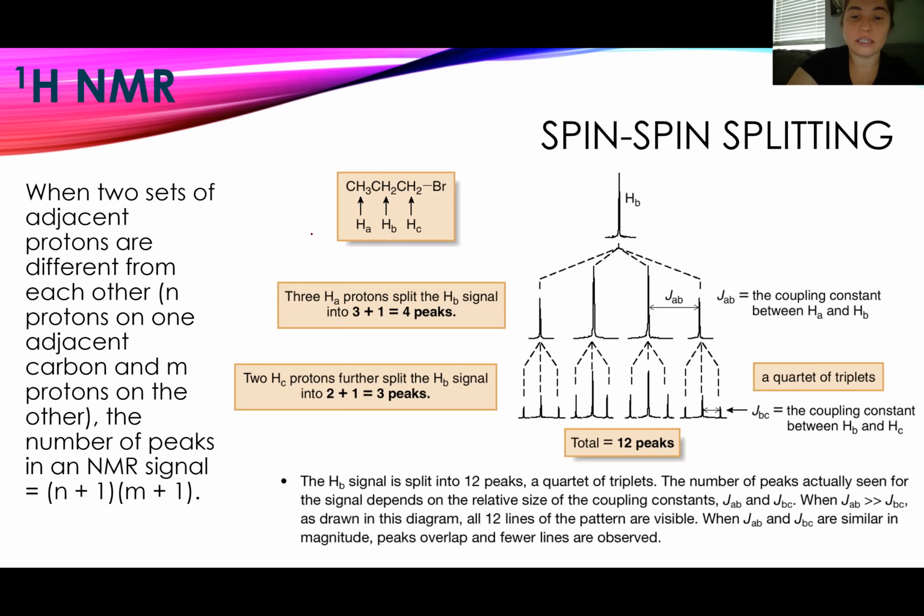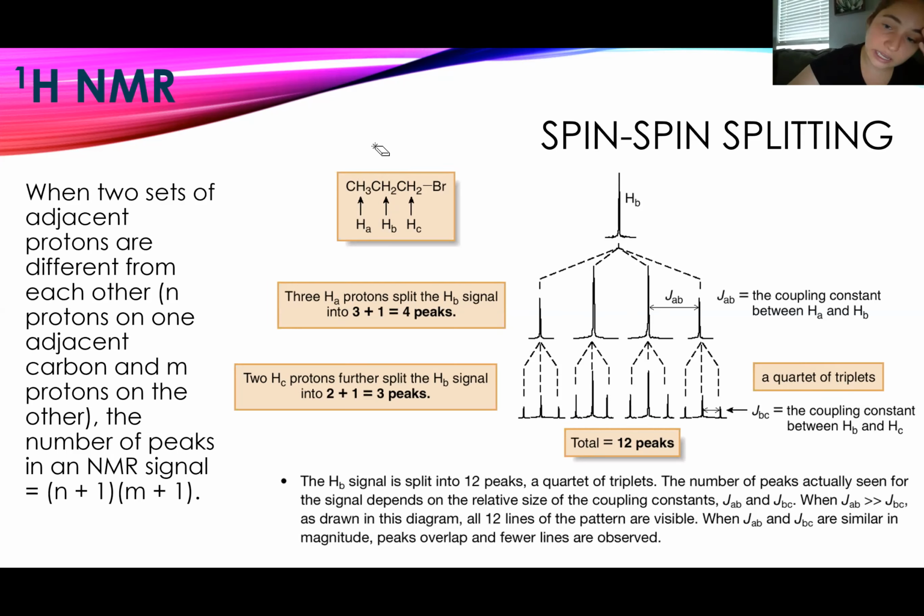So HA is going to be relatively straightforward. It has 2 neighbors. HA would be a triplet. So this one should show up like this. HC also has 2 neighbors, so it would show up as a triplet. That would be really, really straightforward.